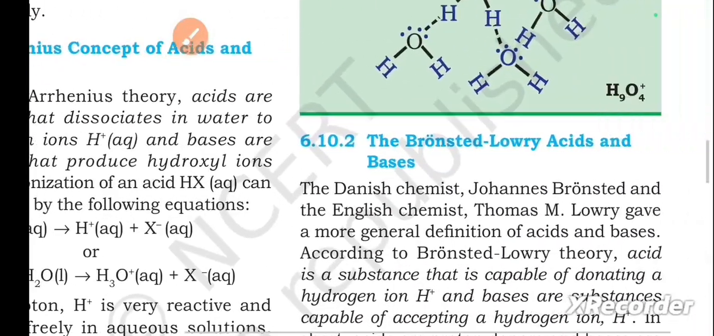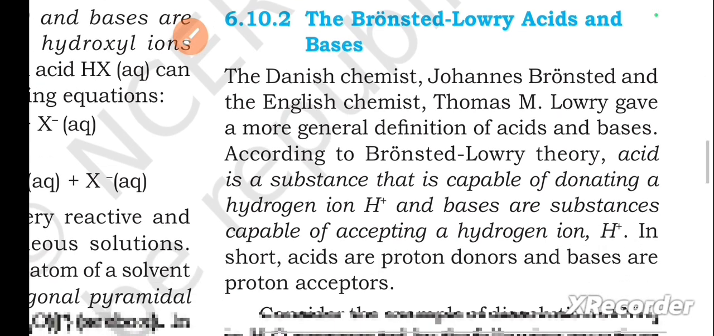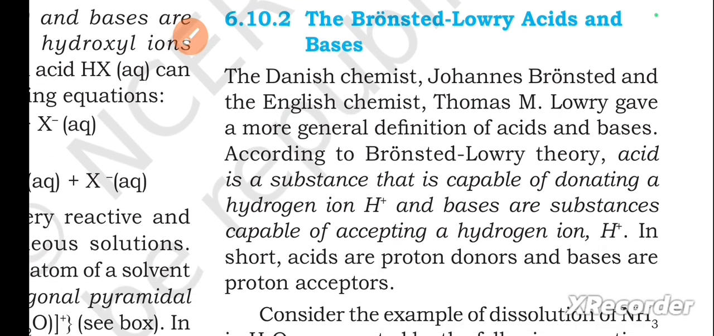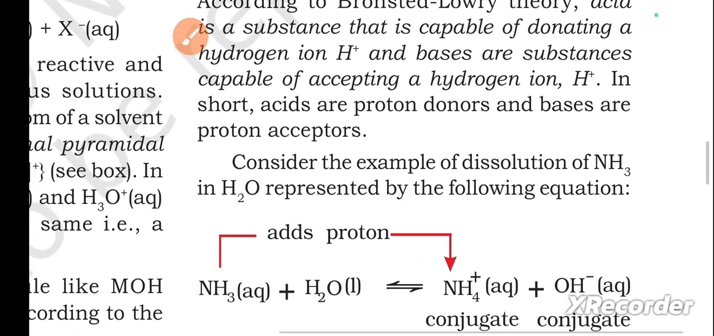The Danish chemist Johannes Bronsted and the English chemist Thomas M. Lowry gave a more general definition of acids and bases. According to Bronsted-Lowry theory, an acid is a substance that is capable of donating a hydrogen ion H+, and bases are substances capable of accepting a hydrogen ion H+. In short, acids are proton donors and bases are proton acceptors.